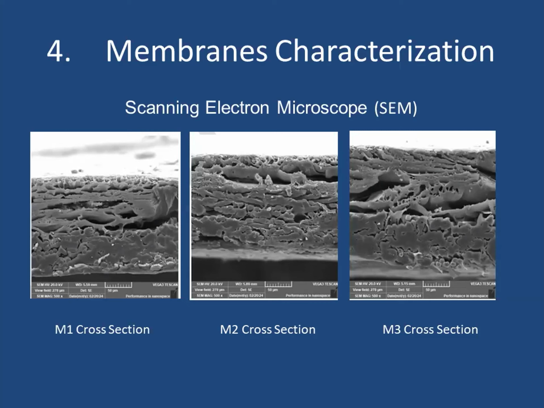We can see that the three membranes have the same asymmetric structure with a top dense layer and support layer. But for membrane 1, we can see that we have fewer macrovoids and narrow channels. But for membrane 2 and membrane 3, by the addition of Chitosan, we can see that we have more macrovoids and more, wider channels, and this also helps in the flow rate and the flux of our procedure. Okay.